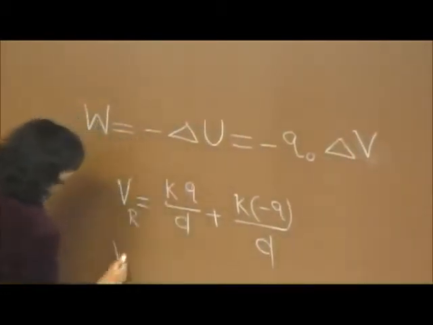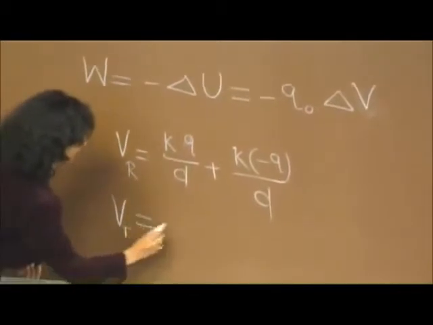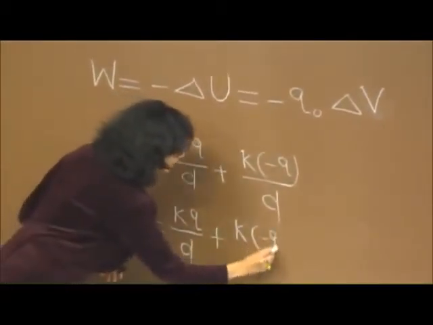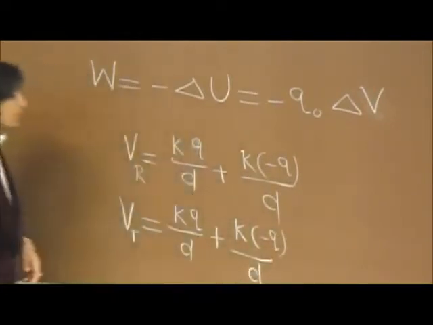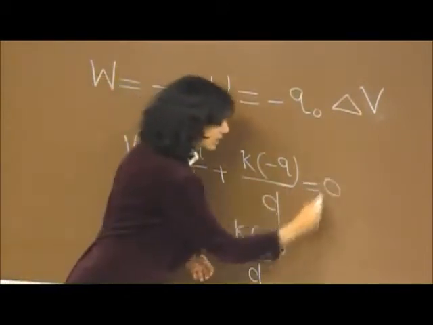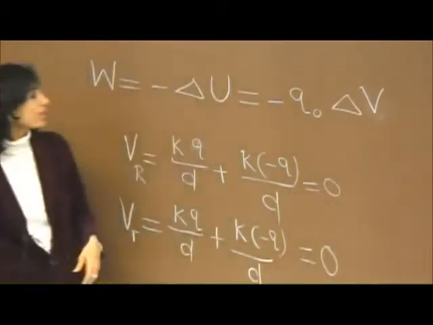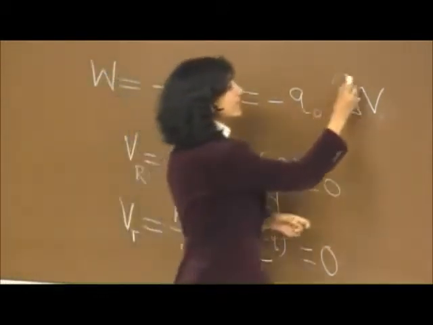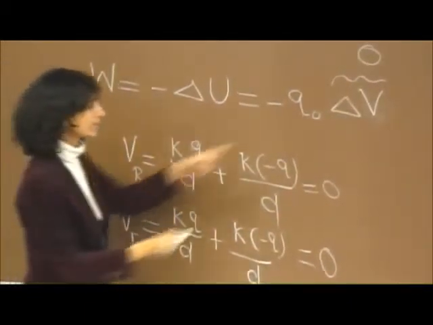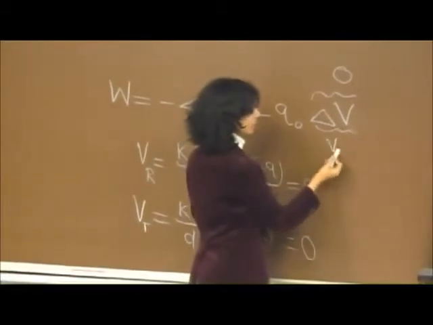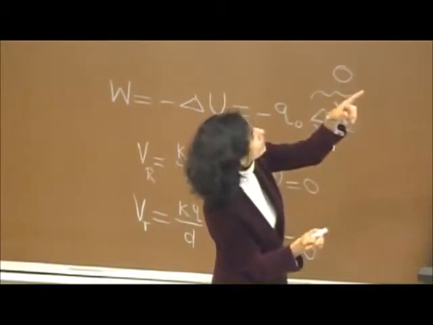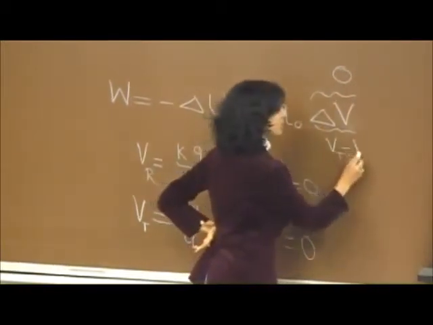So you can do the same. V sub T is KQ over D plus K times minus Q over D. You can see the potentials are the same. In this case it happens to be 0 here and it happens to be 0 here. So there is no change in potential. Delta V is 0. Delta V for us is nothing but, you are moving it from R to T, so it's just Vt minus Vr.